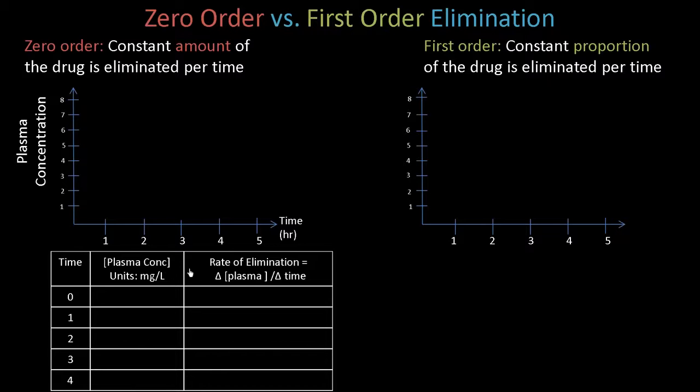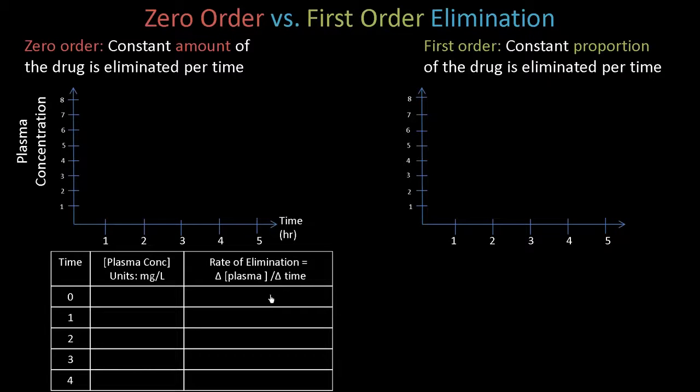So remember that with the rate of elimination, this is constant with zero order kinetics. A constant amount of drug is being eliminated per time. And so the rate of elimination is the change in plasma concentration over the change in time. So pay attention to the units here. The plasma concentration units are milligrams of drug per liter of plasma, and the time we're going to use here is going to be hours.